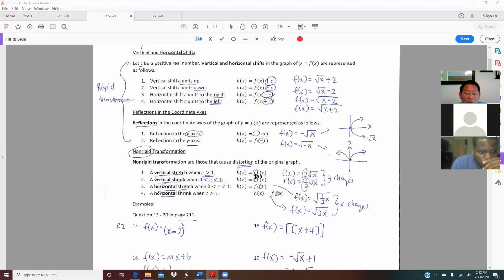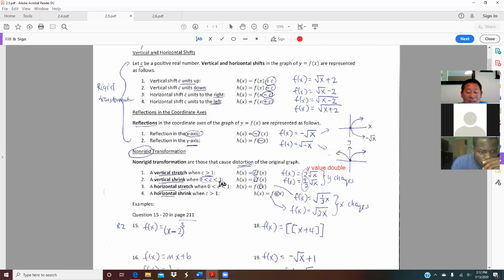So if this number that you're doing is greater than 1, like 2, 3, 4, 5, then you have a vertical stretch. For example, 2 times root x. This 2 stands for a vertical stretch. When you vertical stretch, your y value changes. If I put a 2, it means that your y value will double. So all your y values that used to be 1 become 2, used to be 2 become 4. So you double if you have 2 in front. If you have a 3 in front, then you have to triple all your y values. Okay, so that's a vertical stretch.